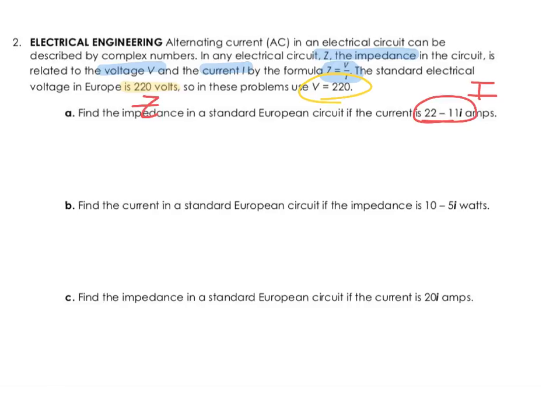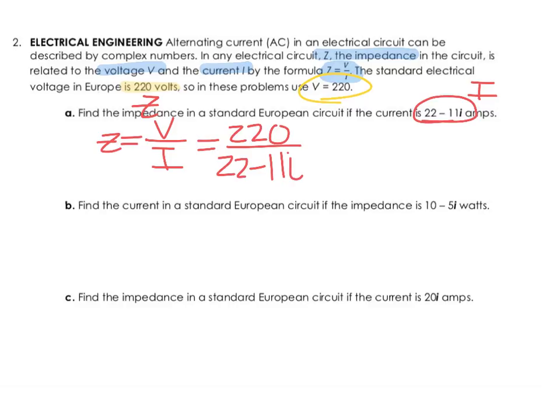So we're using our formula. Z equals voltage divided by current. We know voltage is 220. And we're given that our current is 22 minus 11i. Now we can't have i in the denominator, so our goal is to get i out of the denominator in order to simplify this answer. First thing we can do is simplify everything though.